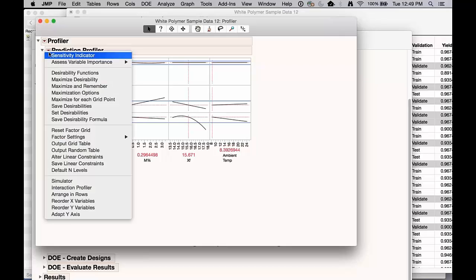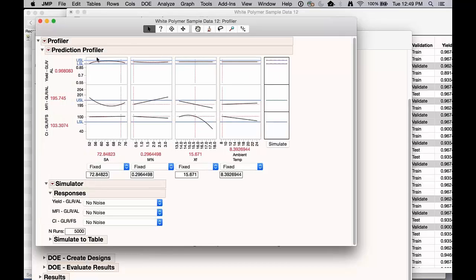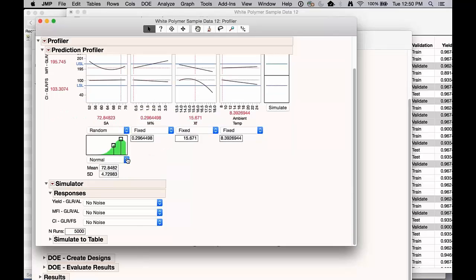And so you can add on just a little Monte Carlo simulator onto the profiler, and you can say, I want to randomize by some distribution what I expect slurry amp to do. You can play with the bars. You can type it in.